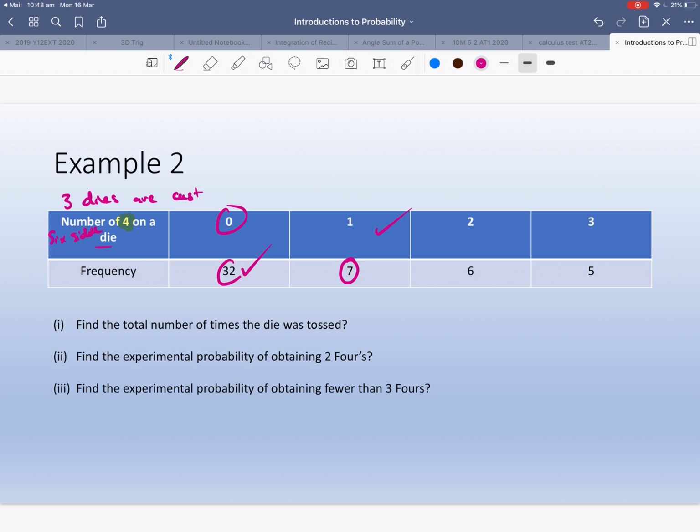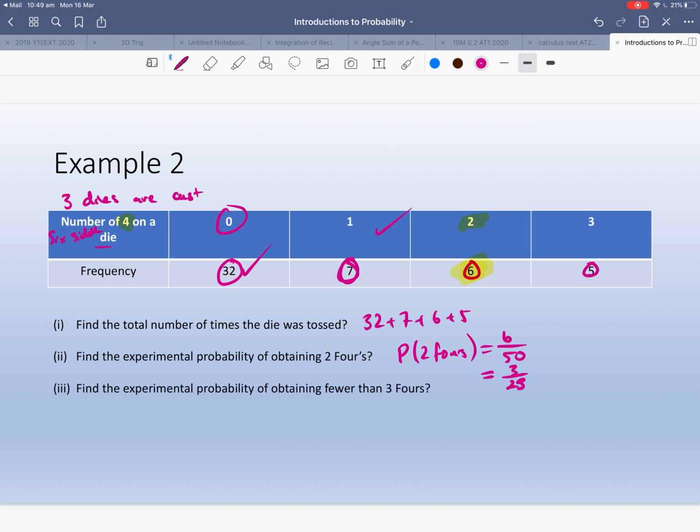Well, we've got to add all these up. 32 plus 7 plus 6 plus 5, and that equals 50. All right. Find the experimental probability of getting two 4s. How many times did we get two 4s? That's here. We got it 6 times. So the probability of two 4s: it occurred 6 times out of a possible 50 times, and we can simplify that to 3 over 25. Okay, so that's part 2.